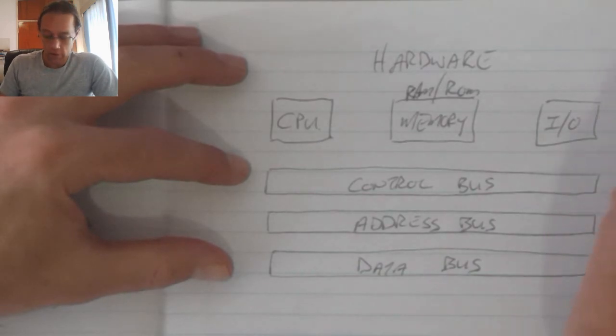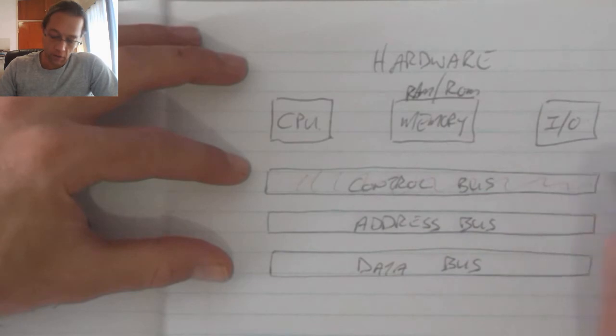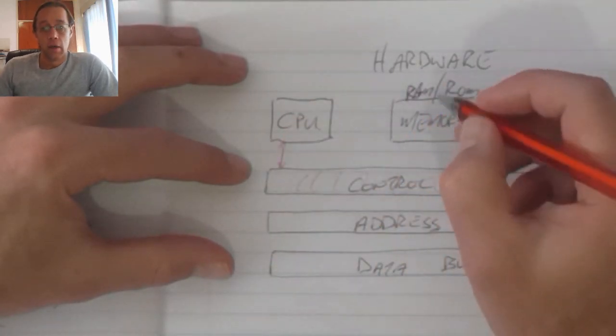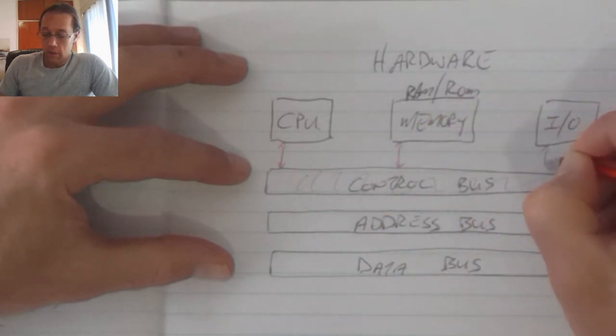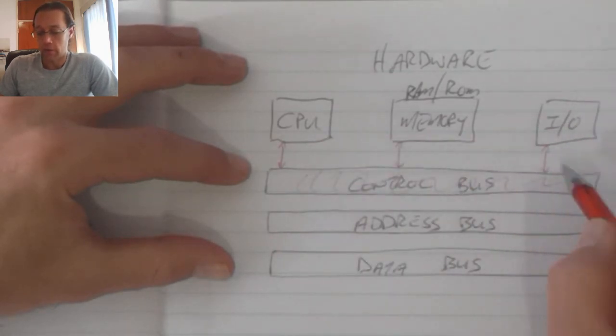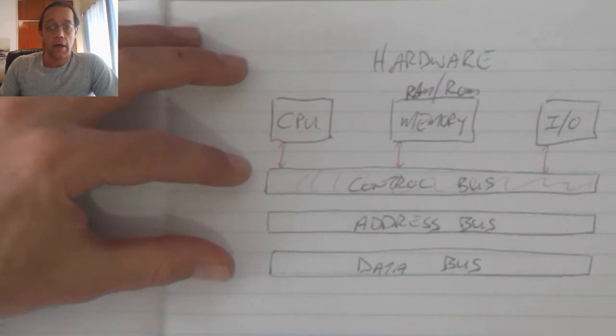Now, the control bus is what controls communication between all the devices. It speaks to the devices and it receives information from those devices.